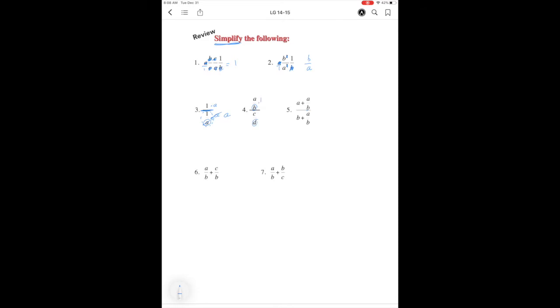So here I have a B and a D as my complex. So I'm going to multiply everything by B and D. This D takes out that D. This B takes out that B. So I'm left with AD over BC.